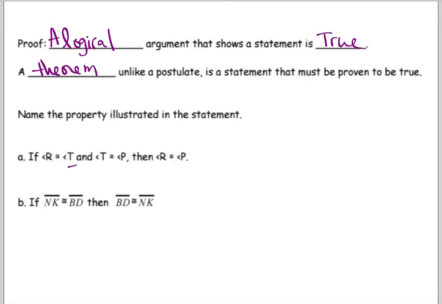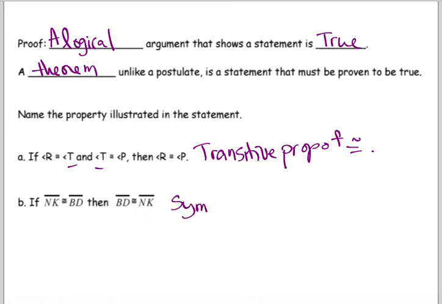Here, what we're doing is taking out that middle man. T is repeated. We're linking together R and P instead. This is transitive property of congruence. Don't forget to add that "of congruence" at the end there, because it is a congruence property. The second one here, what they did was NK was on the left and now it's on the right. BD was on the right, now it's on the left. So they switched sides. This is symmetric property of congruence. A lot of people mix up symmetric and reflexive.